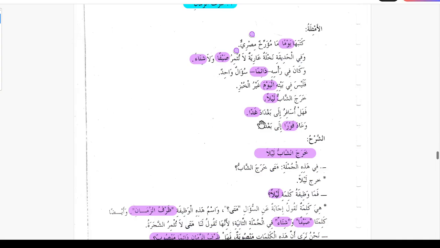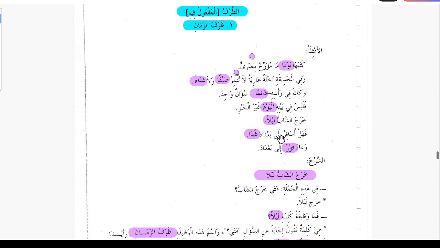"Hal usafiru ila Baghdada gadan", so do I travel to Baghdad tomorrow? So when do I travel to Baghdad? The answer is tomorrow. So gadan is another zarfu zaman. "Wa 'ada fawran ila Baghdad", and he returned immediately to Baghdad. So fawran tells when he returned to Baghdad. So fawran is also zarfu zaman.